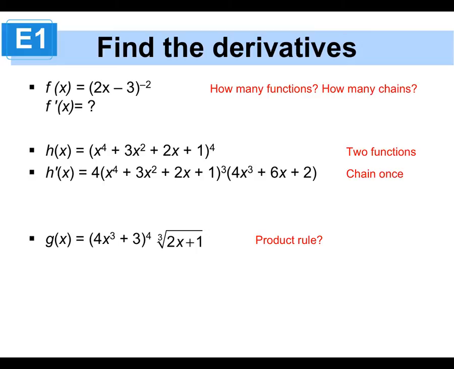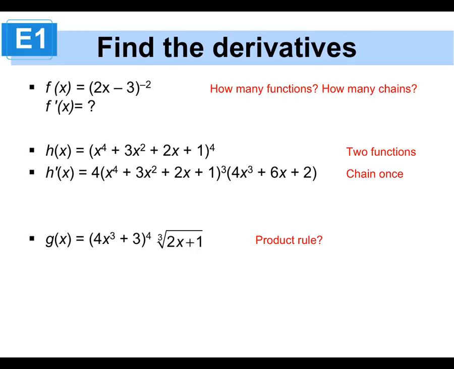Okay, this one's going to be a little ugly. So before I even proceed, let's make sure you understand what's going on. I've got two functions that are multiplied together. However, each of those functions is a composite function. Forget about the cubic root function and just look at this 4x cubed plus 3 raised to the 4th power. How many functions? 2. How many chains? 1. Okay, good. We'll come back to that in a second.